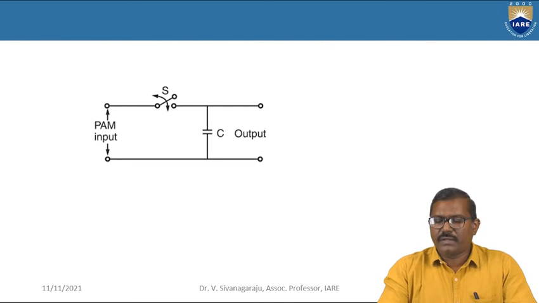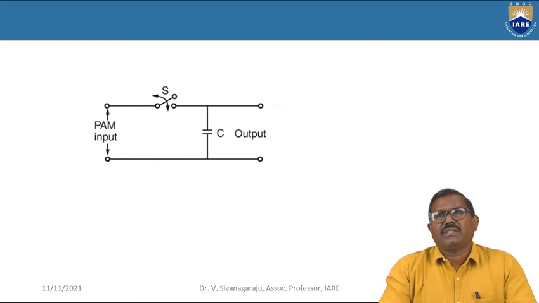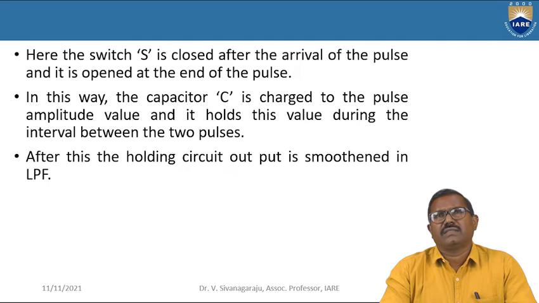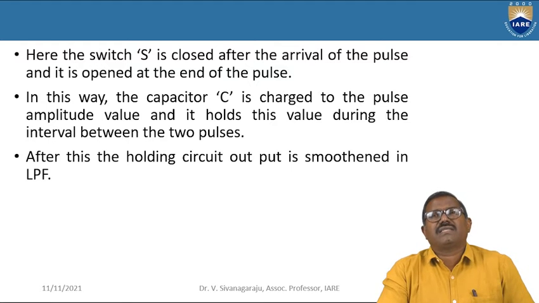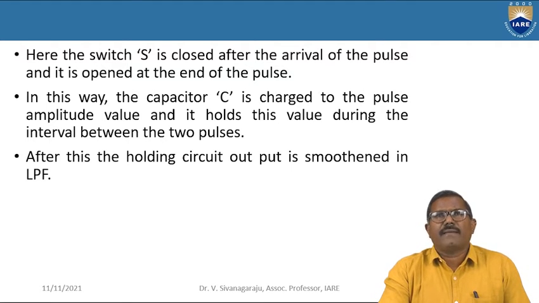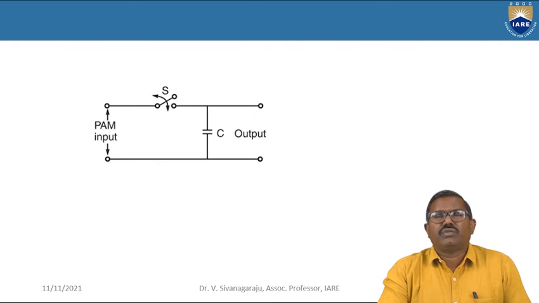So here is the circuit diagram, and previously this was the block diagram. Switch S is there, given the PAM input, the pulse amplitude input, and capacitor C is there, and finally the output. The switch S is closed after the arrival of the pulse, and it is opened at the end of the pulse. So again, come back to this circuit. When the switch S is closed, the input PAM signal can enter into the circuit. If S is open, it never enters into the circuit.